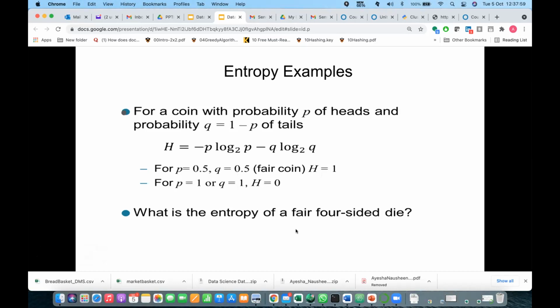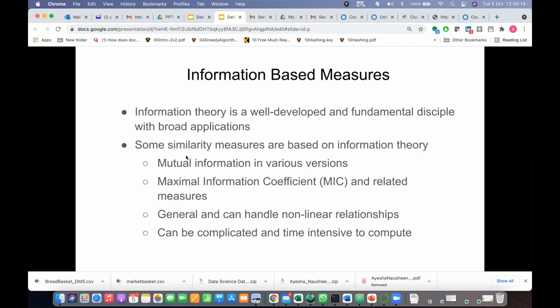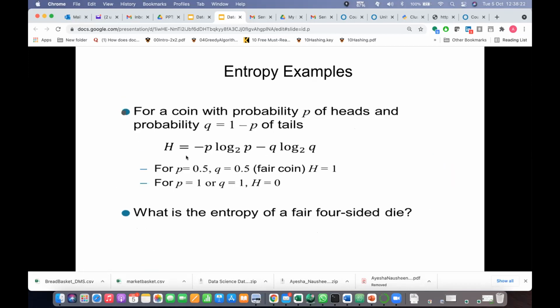What is the entropy of a fair four-sided die that you need to find out? For that, you need four values for a four-sided die, right? So four values x1, x2, x3, x4. If it is unbiased, take 1/4, 1/4, 1/4, 1/4. Then use your entropy formula, compute, and you'll get the answer for this. What is the entropy of a fair four-sided die?